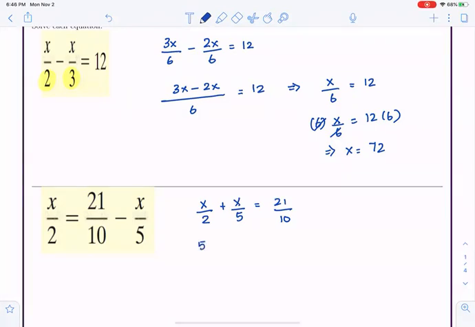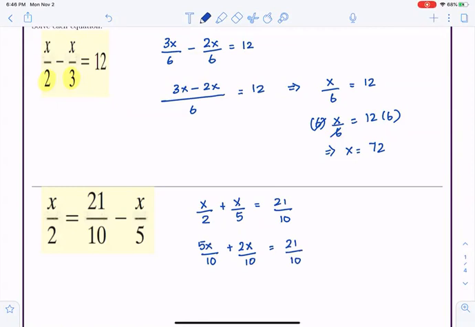So multiply and divide the first rational expression by 5. So we have 5x divided by 2 times 5, 10. Multiply and divide the second rational expression by 2. So 2 times x divided by 10. And that would equal 21 over 10.